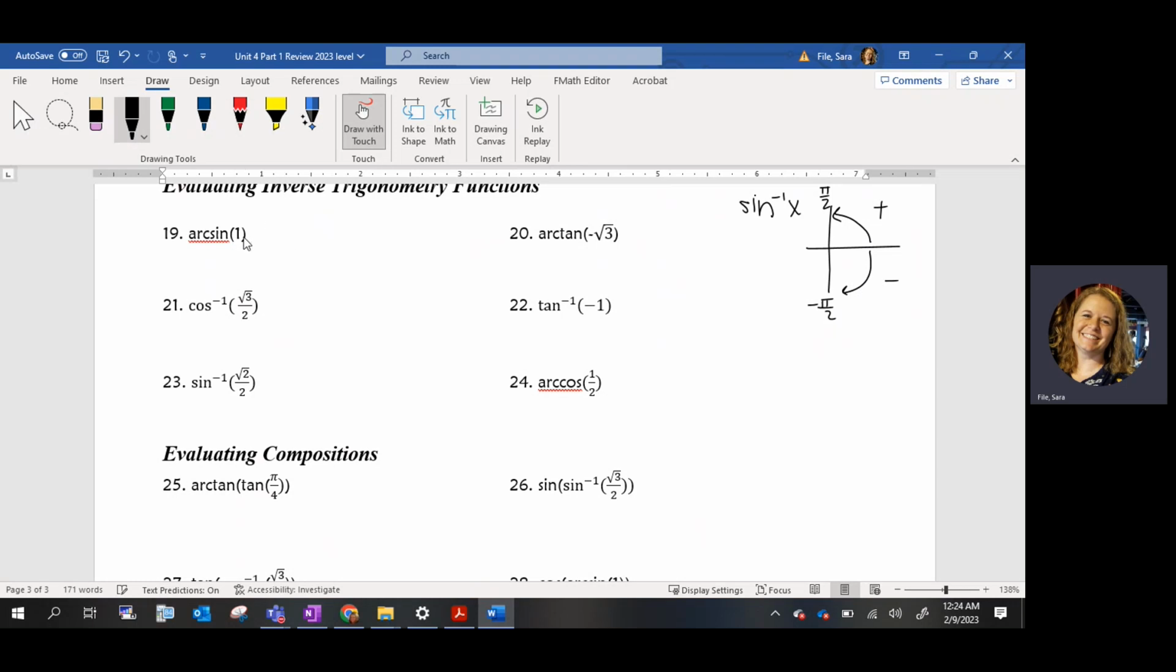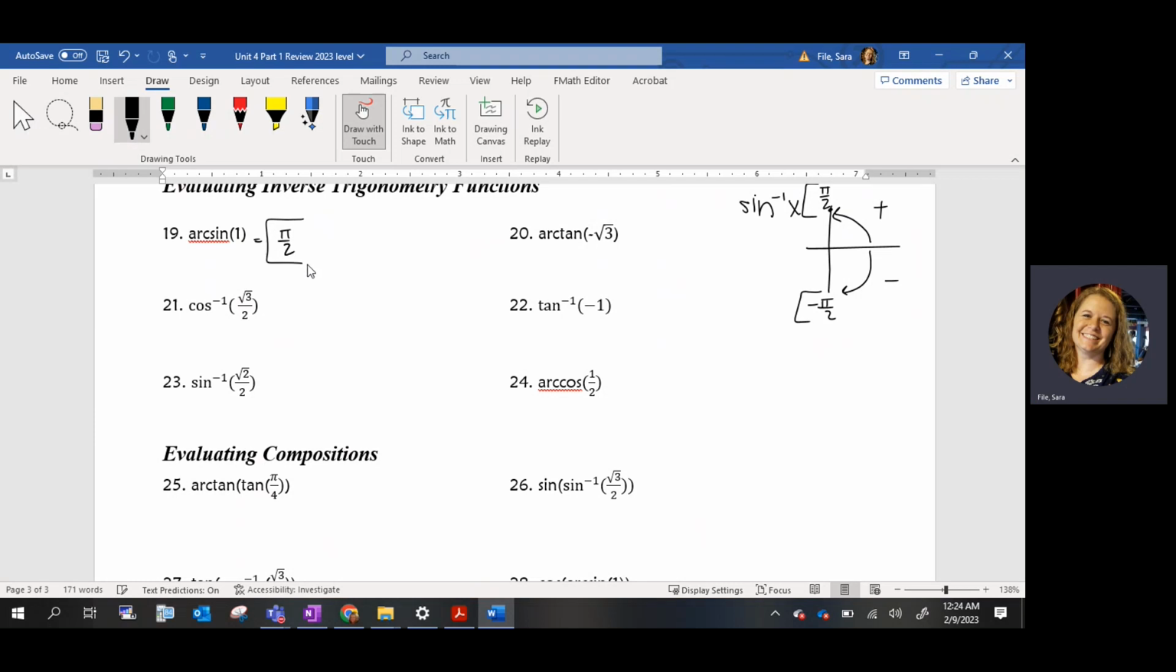So arc sine of 1. In this range, where is the sine value positive 1? And that would be up here. And we can include pi halves and negative pi halves. Those have a bracket in the range. So my answer is pi halves.